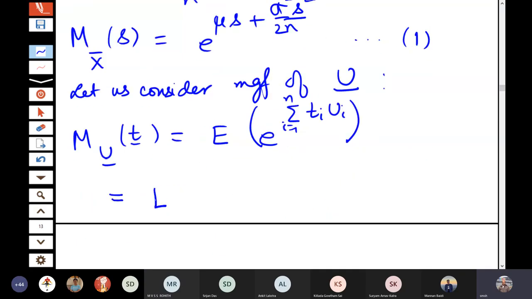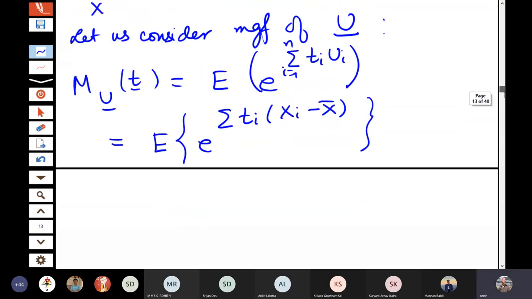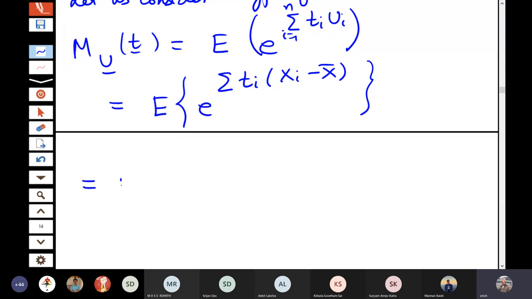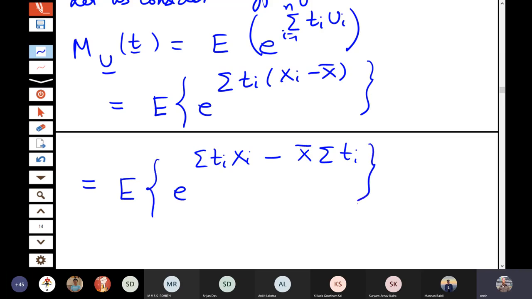So we express it as the expectation of e to the power sigma ti ui. What is ui? The definition of ui is xi minus x bar. So this is equal to the expectation of e to the power sigma ti (xi minus x bar) into sigma ti. See, we are defining t bar equal to 1 by n sigma ti, so we can do some sort of manipulation here.